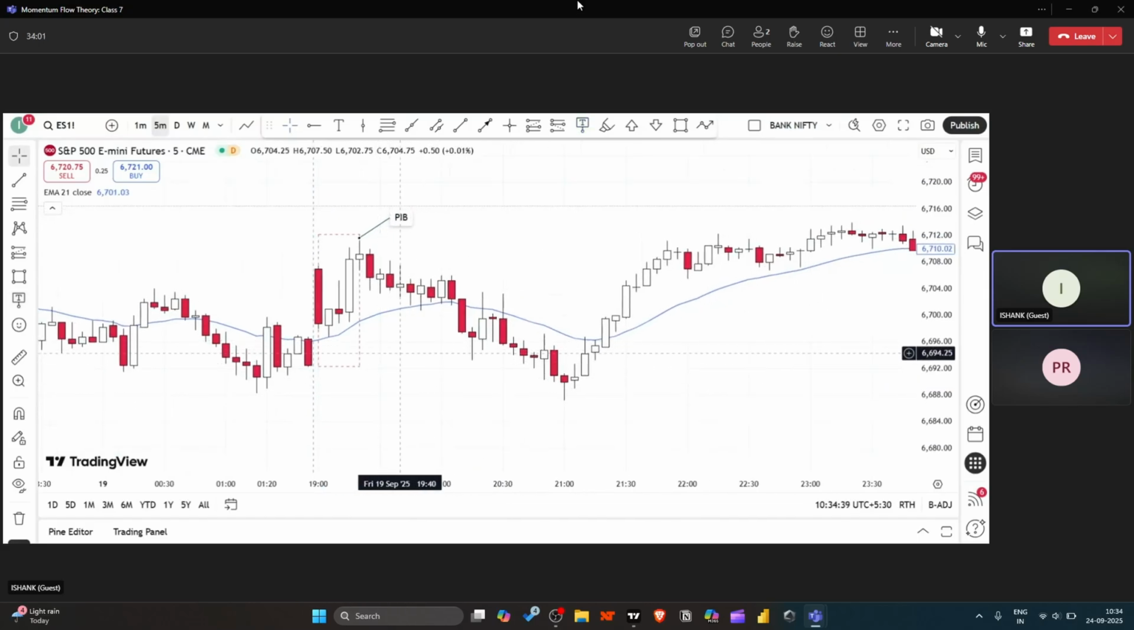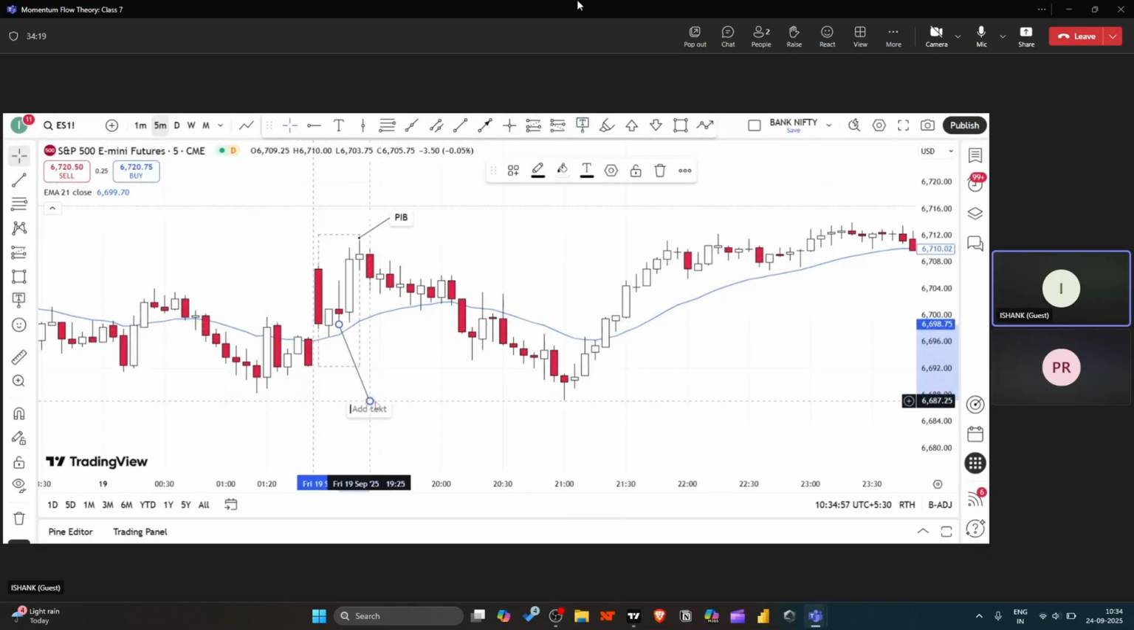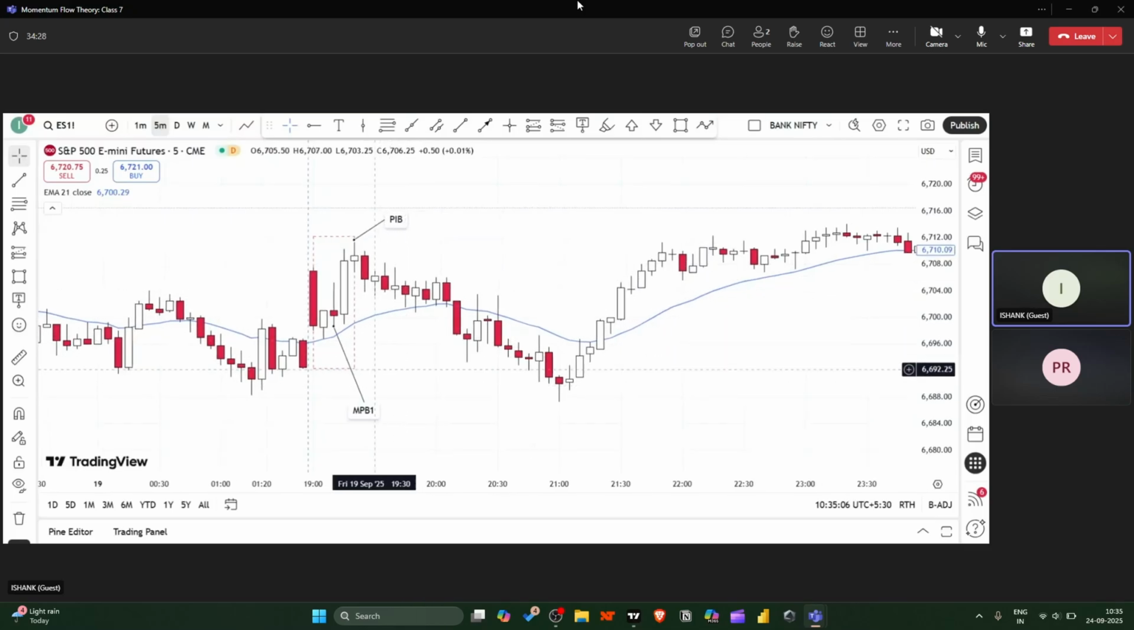Mark out H1, H2 too, because yesterday we discussed H1, H2. This was a bull spike. You missed MPB1 within the bull spike. Now MPB symmetry. That bull reversal bar was the first breakout bar.